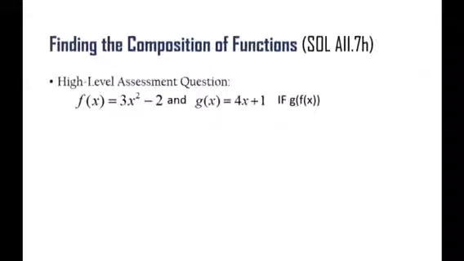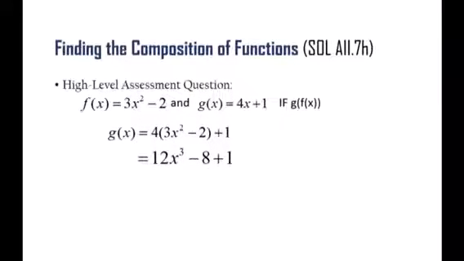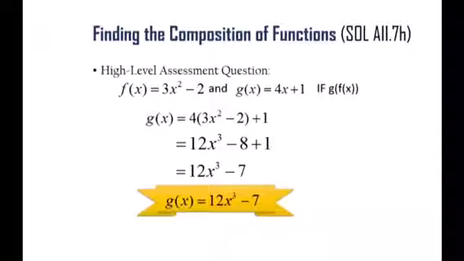f(x) equals 3x squared minus 2, and g(x) equals 4x plus 1. g of f of x equals 4 times (3x squared minus 2), plus 1. Next, it would equal 12x squared minus 8 plus 1. Even further, it would be 12x squared minus 7. So g of f of x equals 12x squared minus 7.